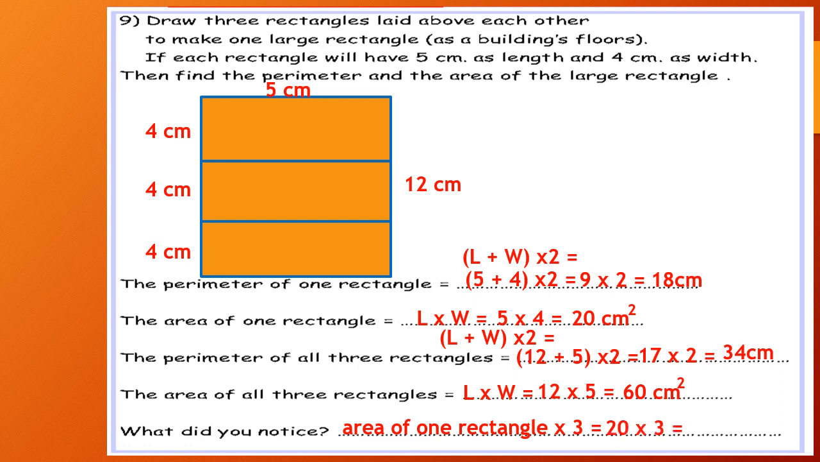What did you notice? The area of one rectangle by 3. If we multiply the area of one rectangle, 20, by 3, it equals 60 centimeters squared. Thank you.